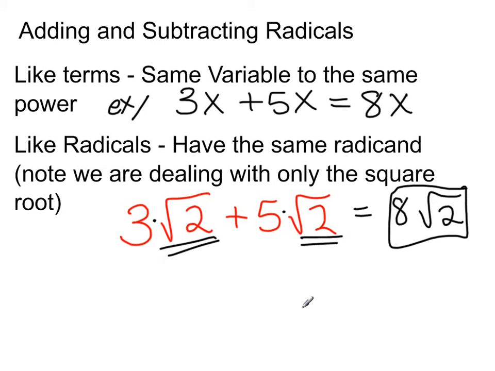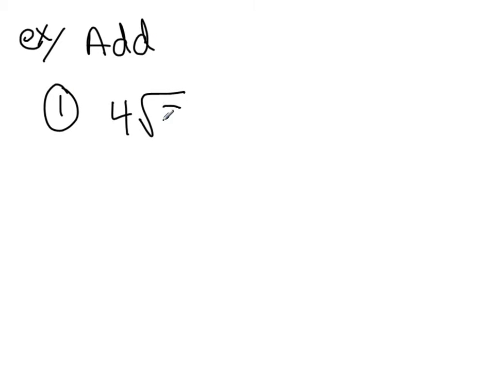But as you're probably already guessing, not all of our problems are this easy. So let's see one that's a little bit more challenging, where we're asked to add. And we have 4 square root 5 plus 2 square root 45. At first glance, you might be thinking, well, I don't have to do anything because 5 is not the same as 45. And that's correct. If the radicands are not the same, we can't add them. But if we can simplify the radicals, then we have to do that and then double check again if maybe the radicands turned out to be the same.